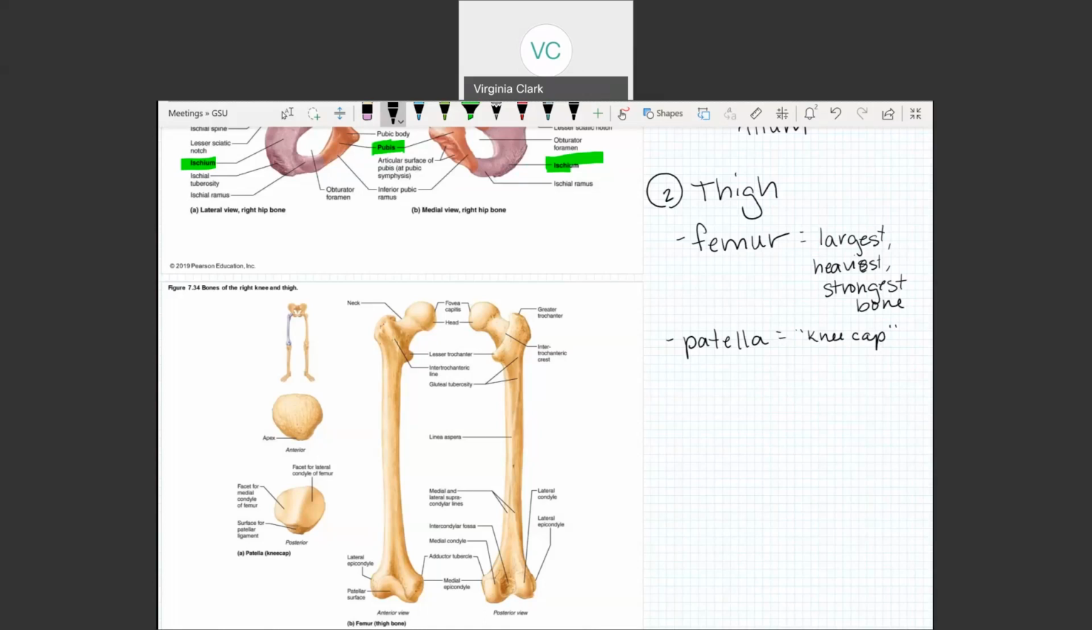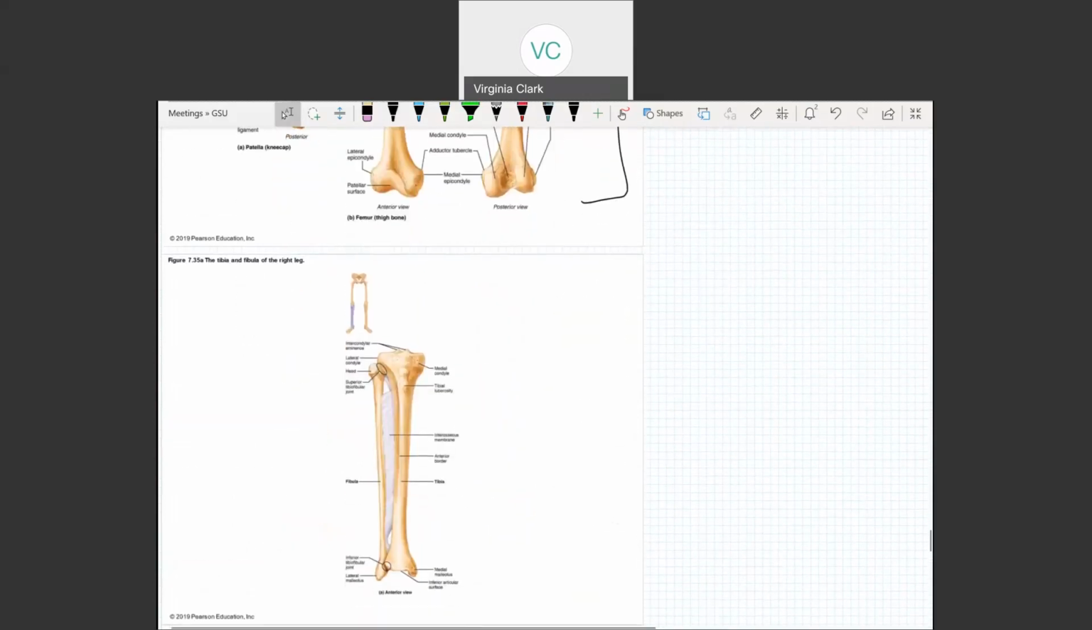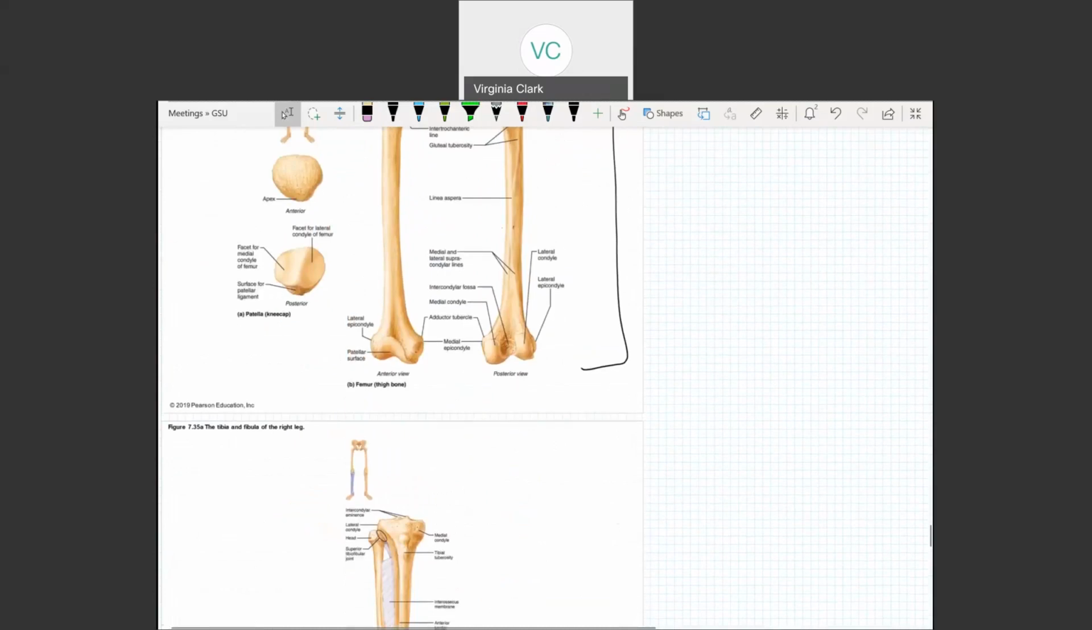So this is your femur. You do need to know all of these pieces of the femur. Okay, so then after the femur, you're going to have your lower leg. So that would be your thigh.